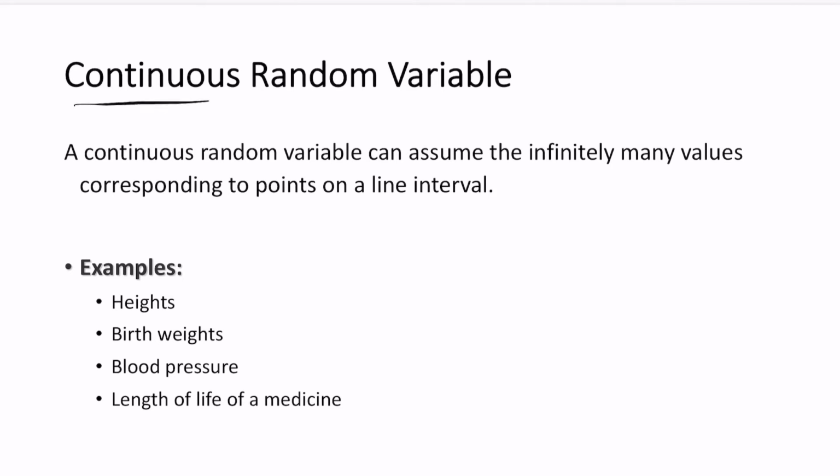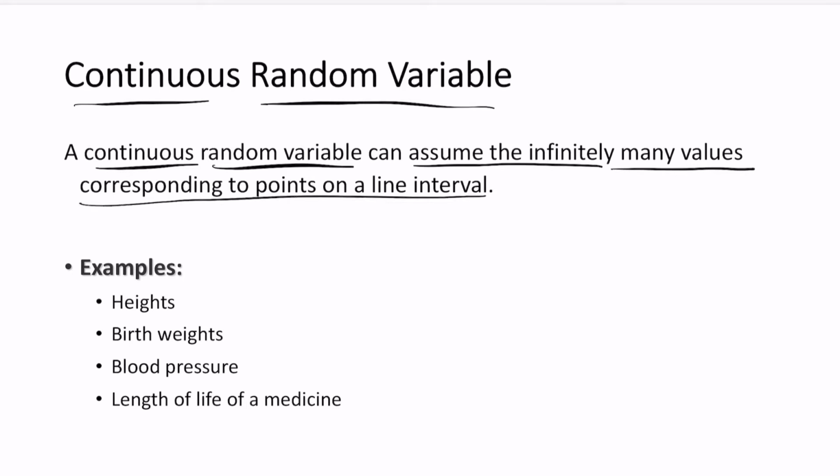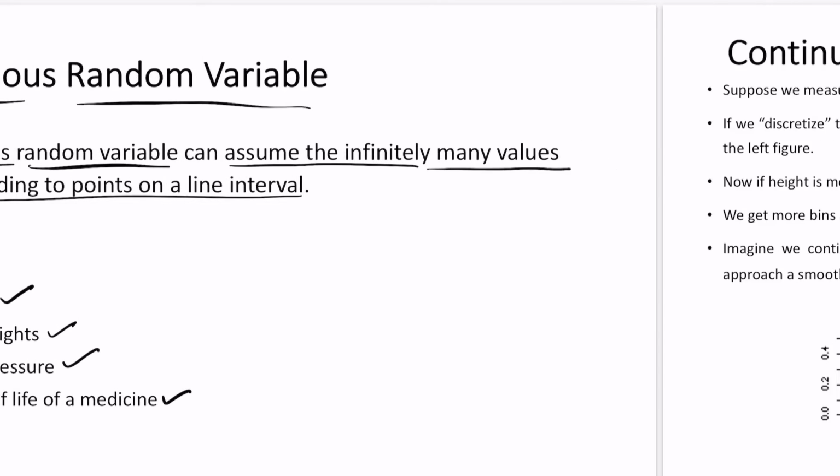So let's start with the continuous random variable. A continuous random variable is any variable that can assume infinitely many values corresponding to a point on a line interval. So there are not single values, there are infinitely many values. For example, heights: there can be a myriad of heights. In the same way, birth weights can take an infinite number of values, and blood pressure can also take continuous values. The length of life of a medicine is also a continuous quantity, where you cannot be sure that a medicine will work only until a certain time. Even though it shows an expiry, the expiry does not say that it does not work. It says what the effectiveness of the drug is.